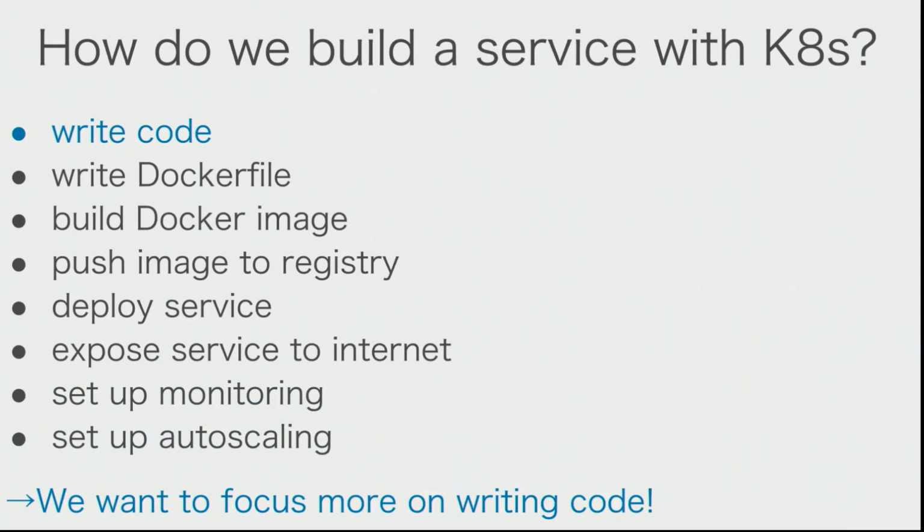So how do you build a service with Kubernetes? First, of course, we have to write code. But not only that, we have to write a Dockerfile, build a Docker image, and push the image to a registry. After that, deploy the service, and expose the service to the internet. And lastly, set up monitoring and autoscaling. We have a lot of things to do to develop, and we want to focus more on writing code.